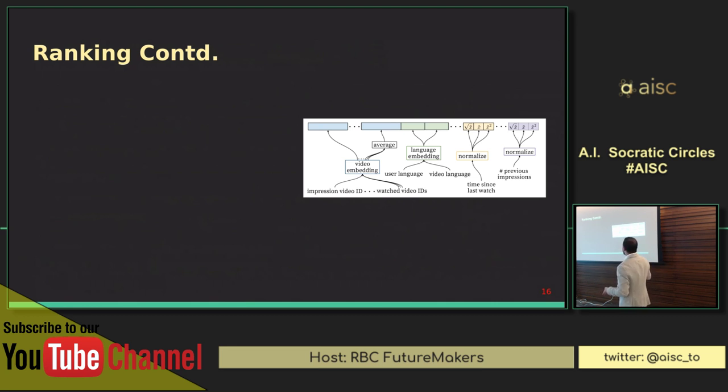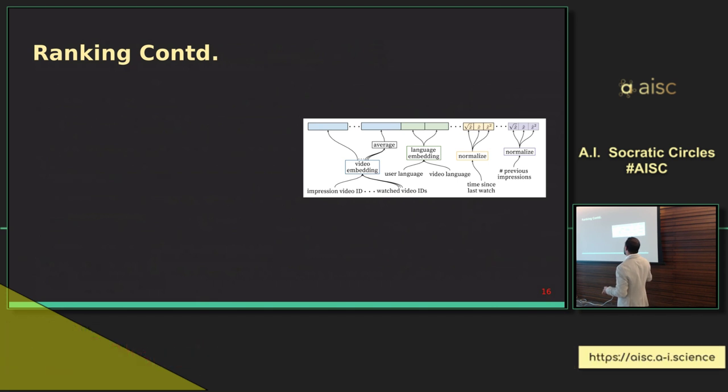So what happens here is it goes to a video embedding. So this impression video ID goes to a video embedding, and the watch video IDs, as we did in the candidate generation, get averaged. And then it gets concatenated with the impression ID. They also have the language embedding. So what is the user language, and what is the video language?